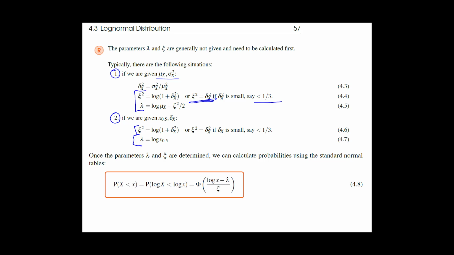But it's very rare that you would be given directly the parameters lambda and psi. So we have to go through this intermediate step. All right, but once we have these parameters calculated, then we go ahead and compute probabilities very similarly to the normal distribution case. Okay? And equation 4.8 is how we do that.